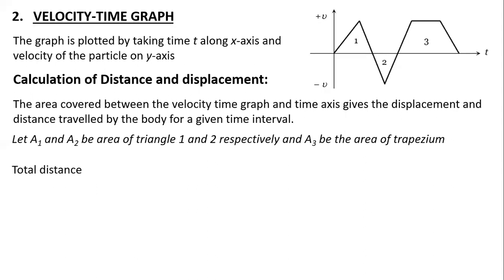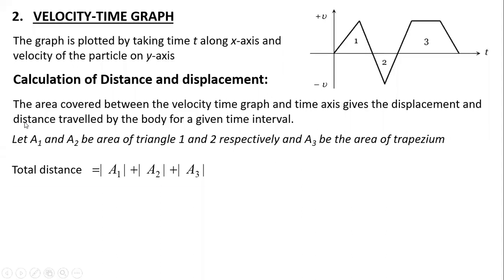So you directly say the total distance will be simply mod of A1 plus mod of A2 plus mod of A3. I'm using modulus to show that distance doesn't have any direction. That means the area under the graph will be taken only as the magnitude, nothing but the positive values. Because if I find the area in the second region, I know it is negative velocity, so obviously the area will also be negative. But since distance is a scalar value, we are taking only the magnitude of it.